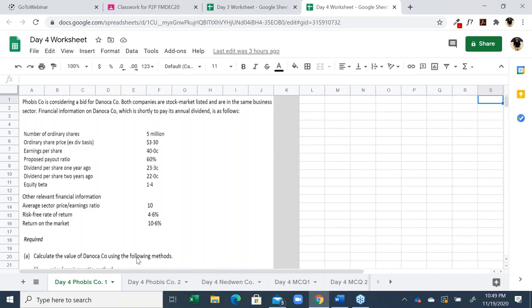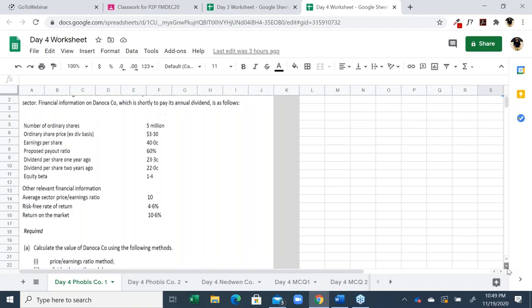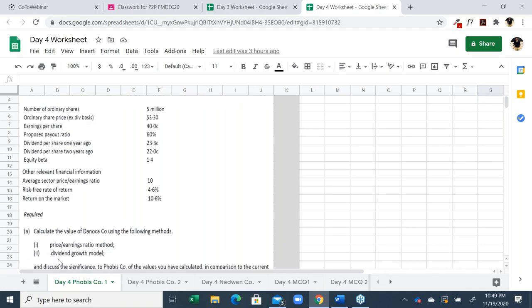Calculate the value of the Denoka company using the following methods. One method is the price earning method, and the other is the dividend growth method. But before I start with the question, let me first explain what's the price earning method. Just look at this example. Let's say there is a company A.